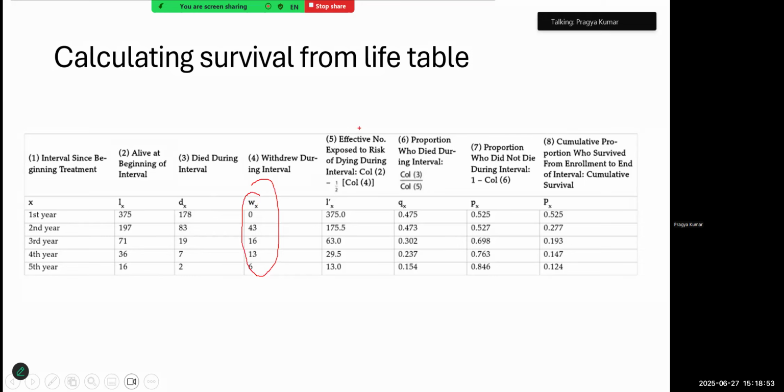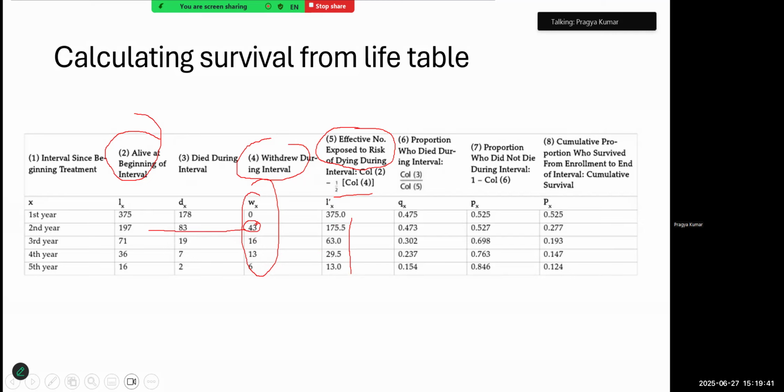So the effective number of people at risk will be column 2, alive at the beginning, minus withdrawn by 2, so censored by 2. That's how you can see half multiplied by column 4. So this is 375, 175.5, and this is the risk set. This is the basis of calculation. In a life table, whatever is censored in that row, you deduct half of that number in the same row, unlike the Kaplan-Meier. That's the difference between the analysis of survival probability in a Kaplan-Meier and a life table.